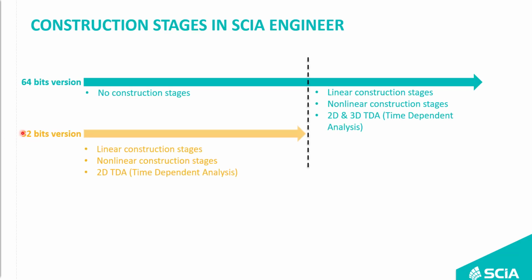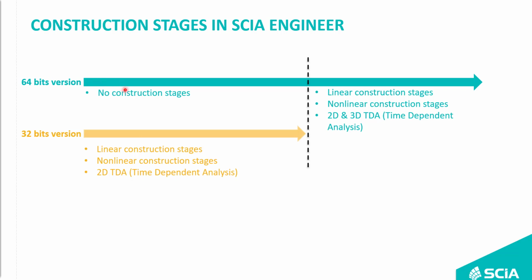As you know, currently SCIA Engineer is offered in two versions, the 64-bit version and the 32-bit version. The two versions are fully compatible, as you know. Concerning construction stages, they are currently available exclusively for the 32-bit version. In this one, you can do linear construction stages, non-linear construction stages, as well as 2D time-dependent analysis. In the current 64-bit version, there are not at all construction stages.